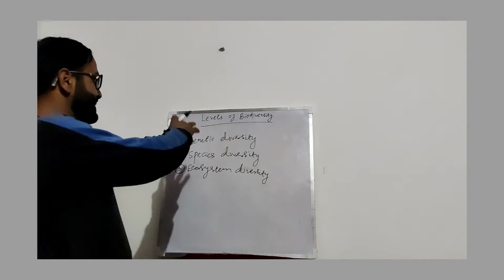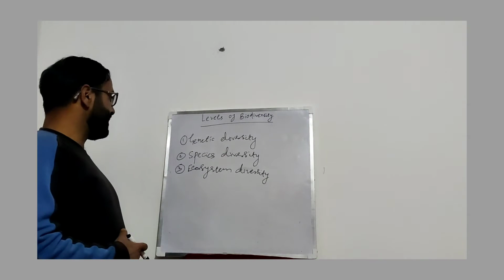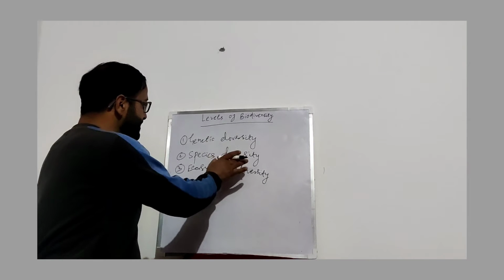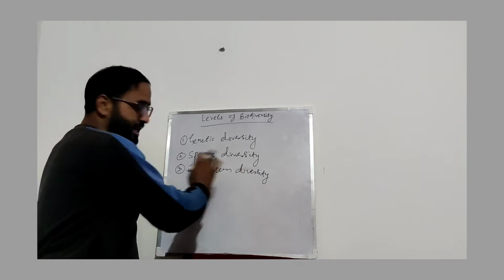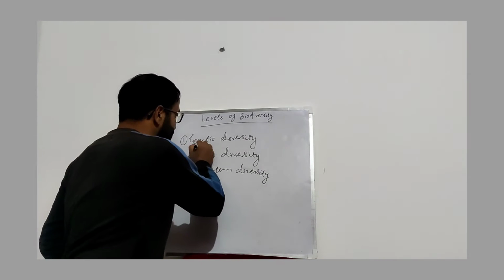Today our topic is levels of biodiversity. There are three important levels of biodiversity: genetic diversity, species diversity and ecosystem diversity. First we will take up genetic diversity.